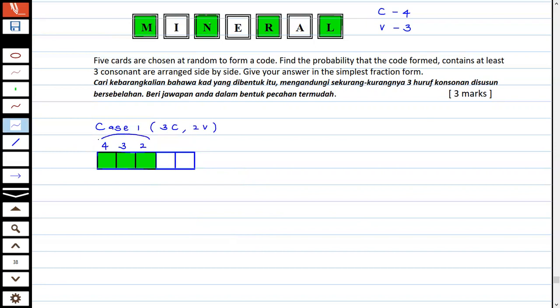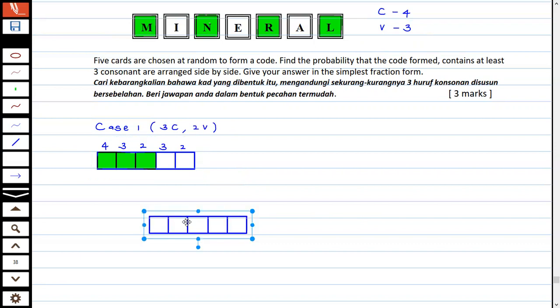So this is the consonants done. So I want to move on to my vowels. So vowels, I have three. Can you see the vowels? We have three. So I'm going to start with the three, and after that it becomes two. Okay, this is if your three consonants are side by side.